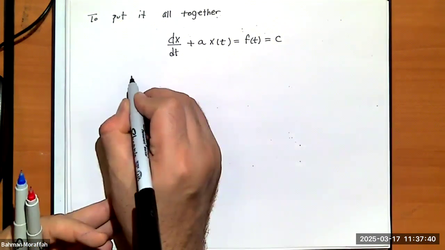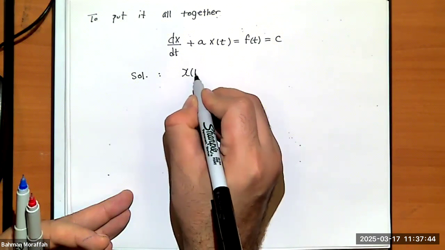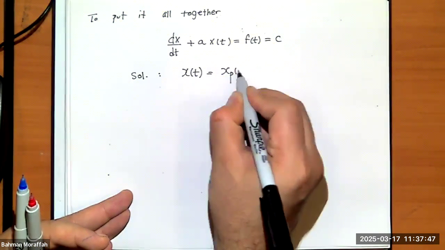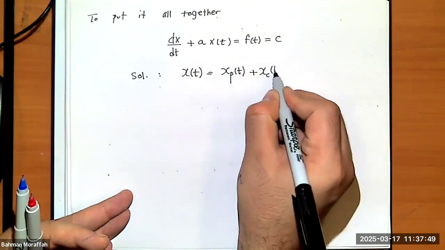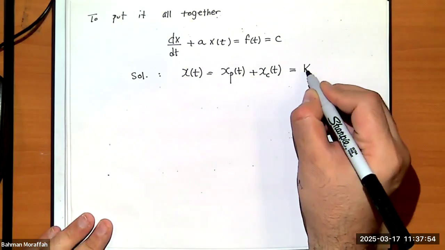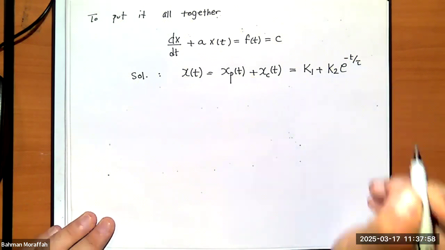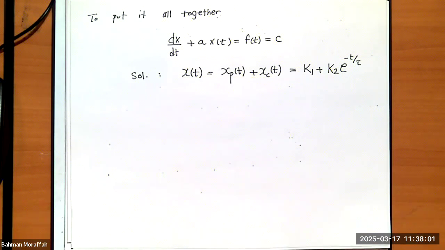We know the solution for this differential equation is x of t, which has two portions, xp of t plus xc of t, which we know is k1 plus k2 e to the power of minus t over tau, right? And our job is to find k1 and k2. We already found k1, which is c over a, but we haven't talked about this k2. We got to be able to find that as well.